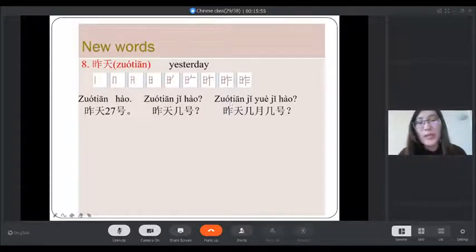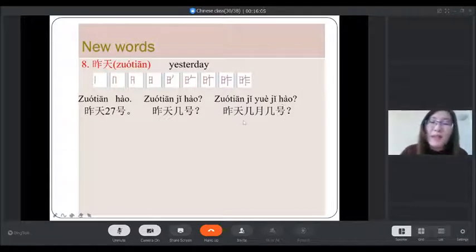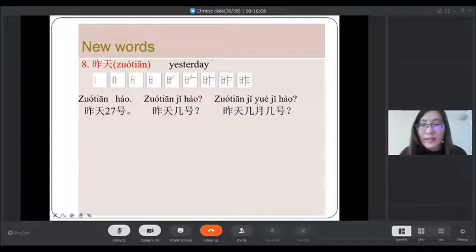昨天几月几号? This means yesterday, 几月, which month? 几号, which day? Let's ask about the date. What's the date of yesterday? 昨天几月几号? Which month? Which day?